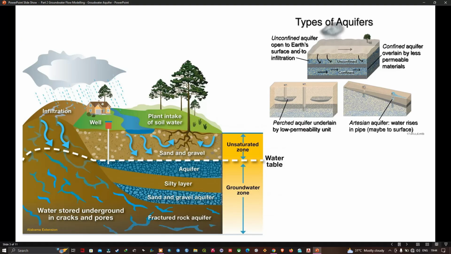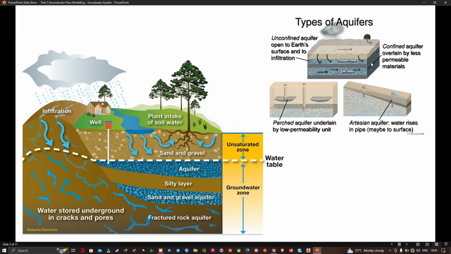So you can see that this is an unconfined aquifer, which is open to the earth's surface, and it allows infiltration. But similarly, what is called a confined aquifer? The confined aquifer is overlain by a less permeable or impermeable material like clay. For example, this section of the subsurface formation is called a confined aquifer. Water gets trapped in the top and bottom layers by impermeable layers. As a result, this particular section of aquifers is called confined aquifers.